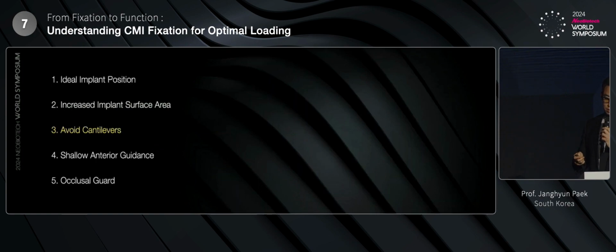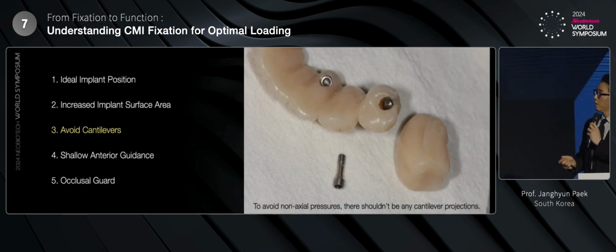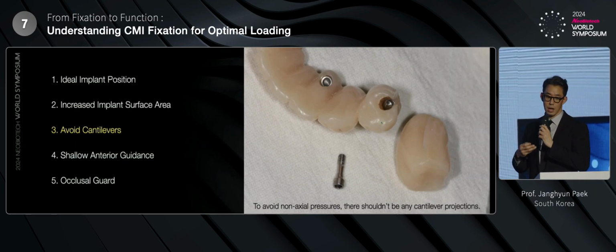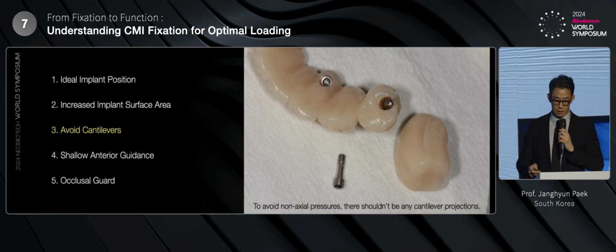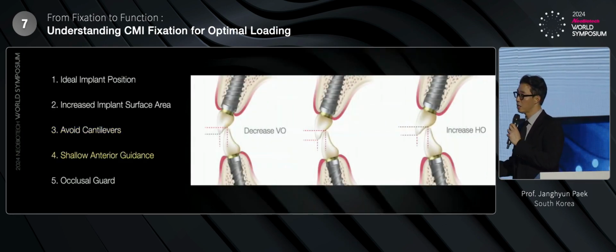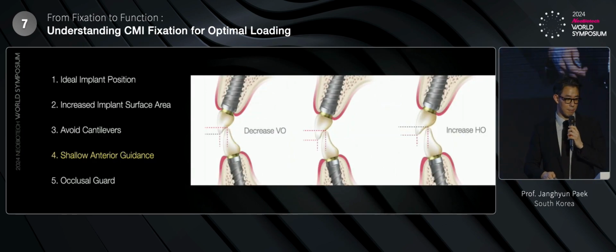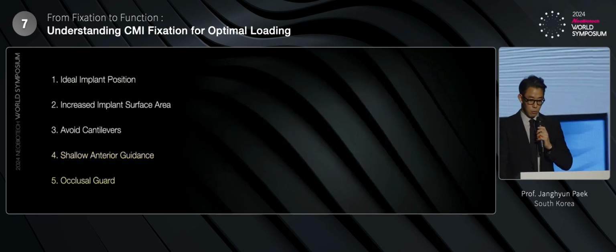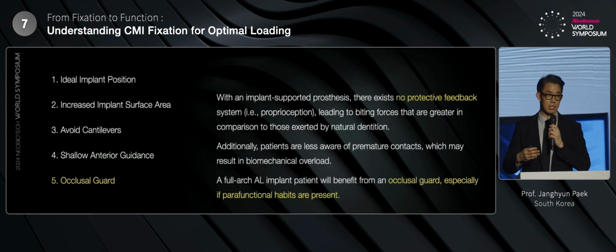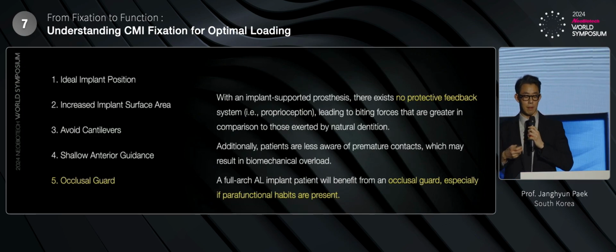Avoid cantilevers. Not only can it break from the function, but if it breaks, it's going to cause a lot of stress to our distal implant. Shallow anterior guidance: I already talked to you about the shallow anterior guidance by decreasing the vertical overlap or by increasing the horizontal overlap. And we have to provide some type of night guard or occlusal guard to the patient, because if the patient has parafunctional habits, at night we have to provide an occlusal guard to protect our implants.